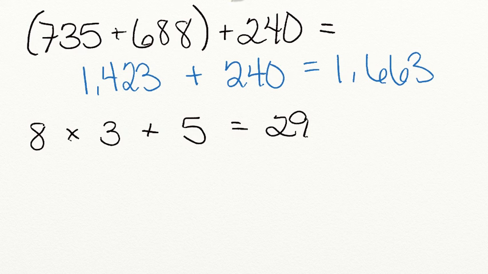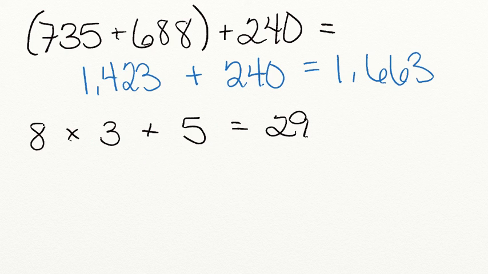Let's try a second practice problem together. This time, I want you to make this equation true. We have 8 times 3 plus 5 equals 29. I want you to insert parentheses to make this true. So let's go ahead and try. If we were to put parentheses around 3 plus 5, we would have to complete this first. So 3 plus 5 gives us a sum of 8. Now 8 times 8 equals 64. So that can't be correct.